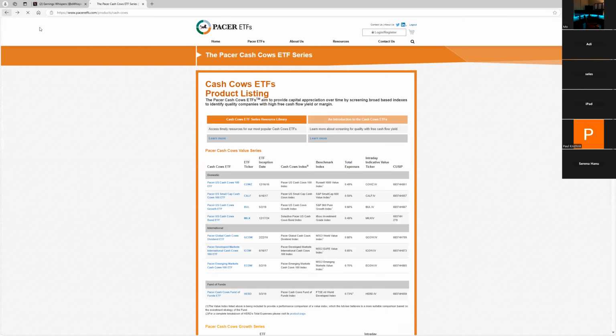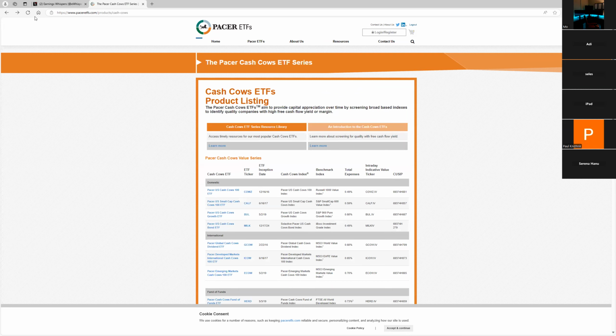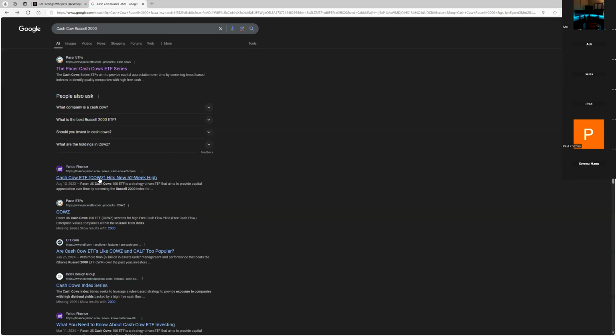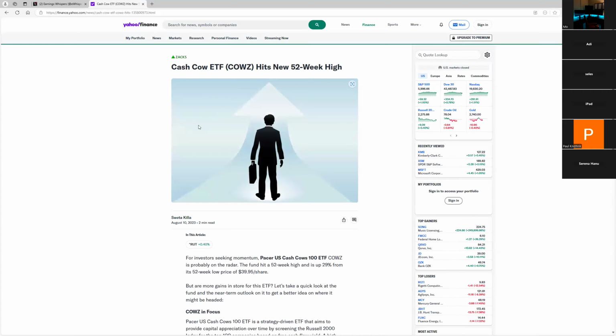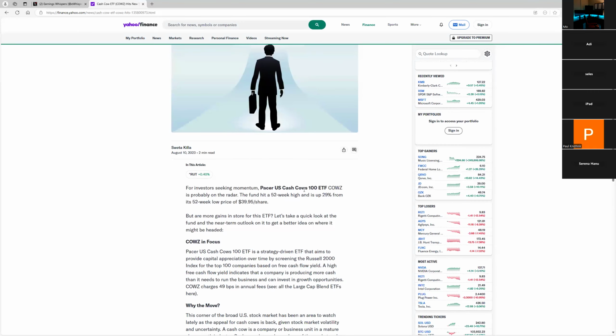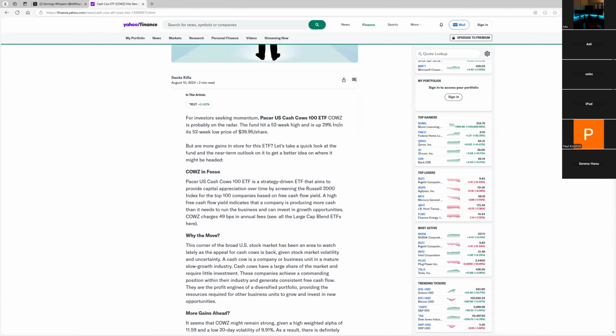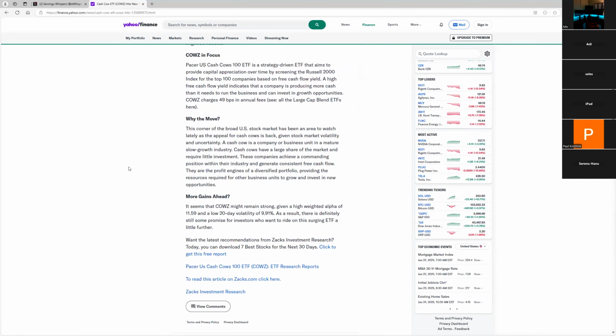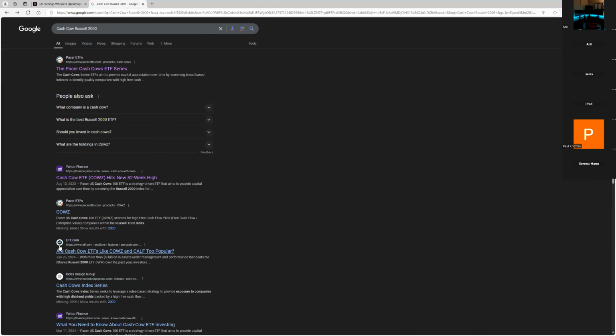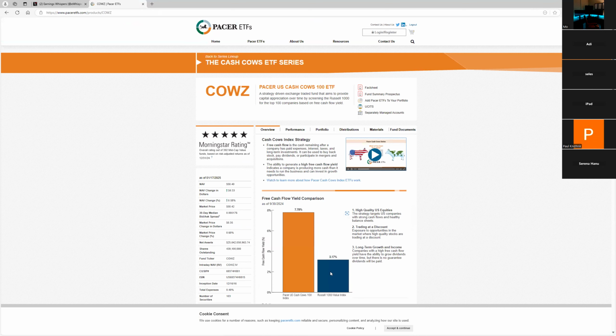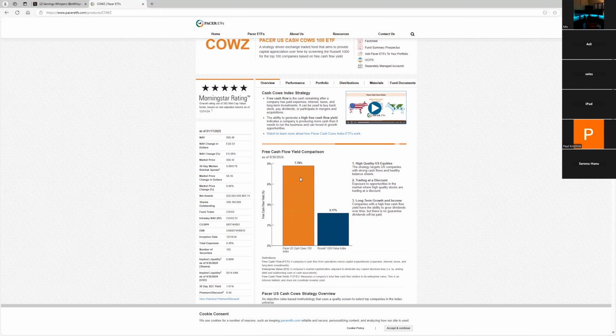What is the ticker for this? Cash. Yeah, it tracks 100 companies. Cash cow, go cash. Look at that. Let's see.